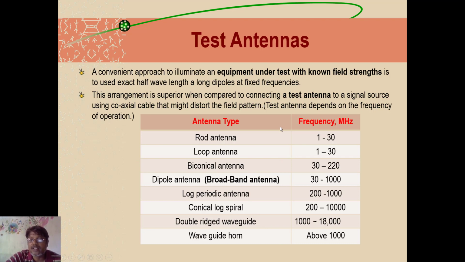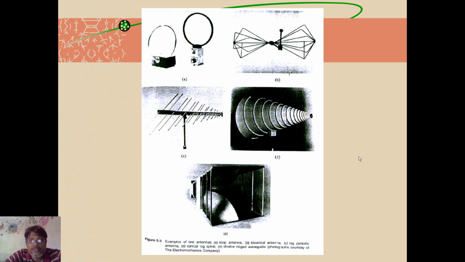But as you know, the type of test antenna we use depends on the frequency of operation. If you know the frequency range in which the equipment operates, then around that you can check, or even one or two bands up and down, you can change and check the antenna. Okay, so these are some examples.